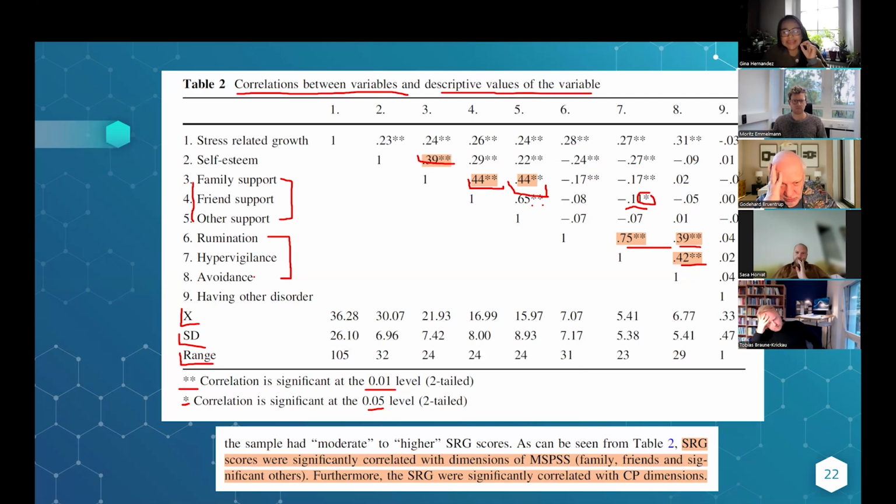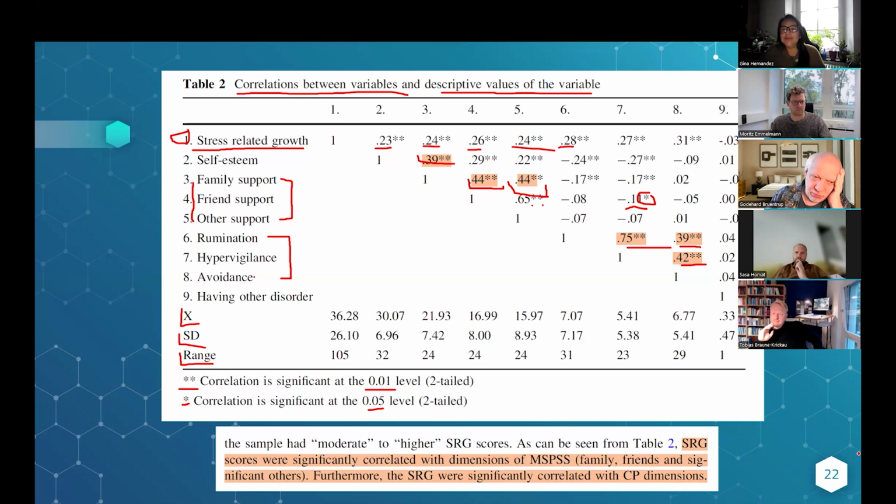So the key correlations that you should care about are the ones related with the main variable, stress-related growth. So what variables are strongly related with stress-related growth? Can you see here? All of them are really weak. 0.29, 0.23, 0.24, 0.26, 0.24, 0.28, all of them. And this is the main variable, right?